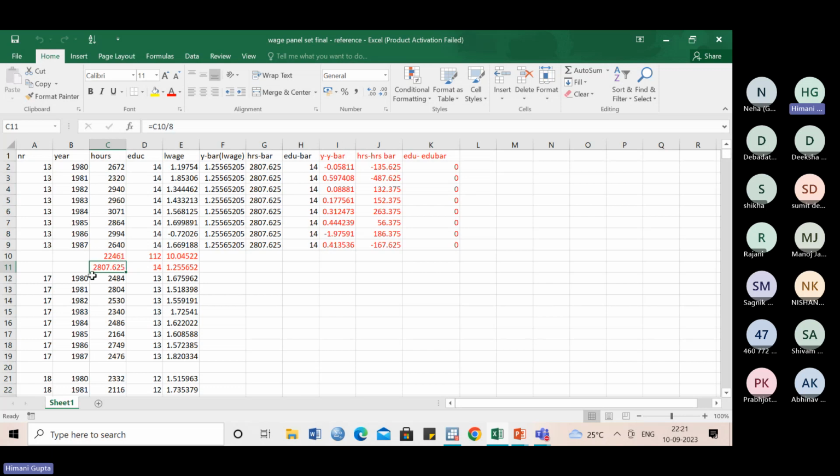22461 divided by 8, because 8 years are there. Similarly, I calculate for education also, and for log wage also. After that, whatever my averages are, I write them here for wage, for hours, and for education. And after that, I subtract: from log wage, the average of log wage; from hours, the average of hours; from education, the average of education.